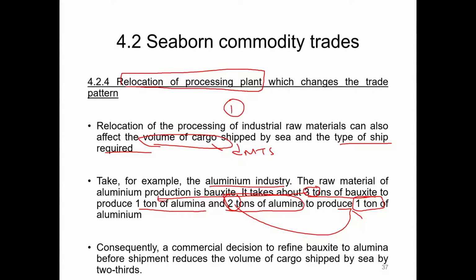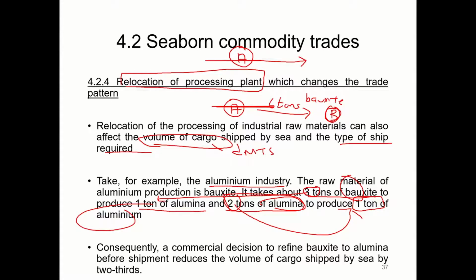Let's assume that we have a country A, it ships, let's say 6 tons of bauxite to B. So B will be the country that processed the bauxite to aluminium. Versus another scenario whereby now A begins to process the bauxite. So instead of shipping bauxite, it is shipping 1 ton of aluminium to B. So you need 6 tons of bauxite to produce 1 ton of aluminium.